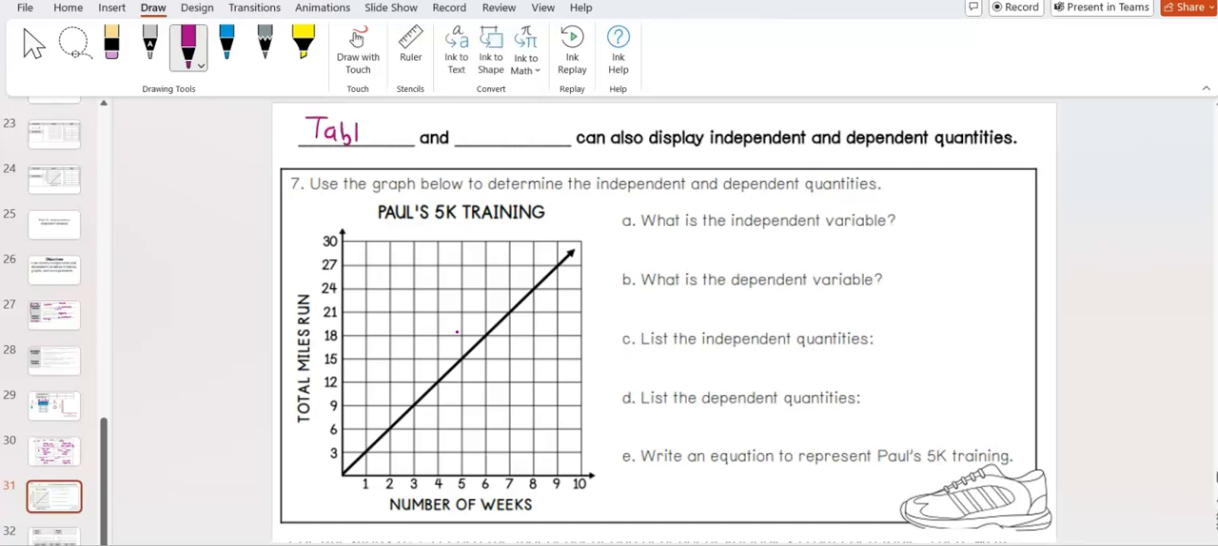So tables and graphs can also display dependent and independent quantities. Here we have a graph and we have to determine the independent and dependent quantities. Paul is training for a 5K. What is the independent variable? Well, that, my friends, we're going to find right here, number of weeks, because x is our independent variable. Okay, our dependent variable is going to be y, and that is total miles run.